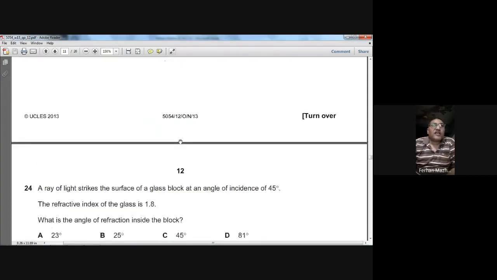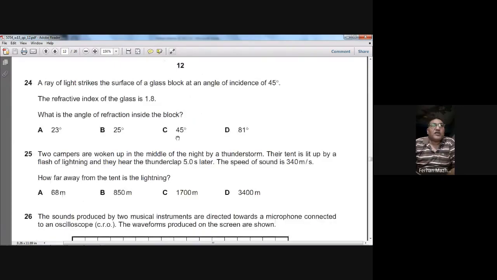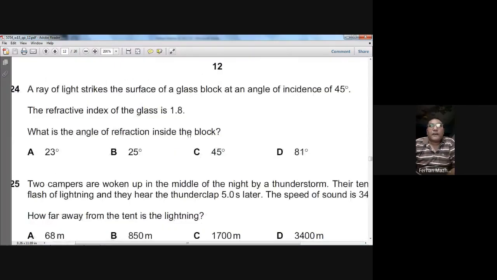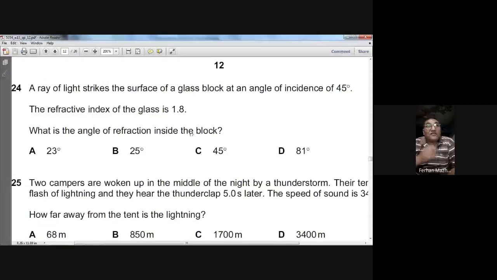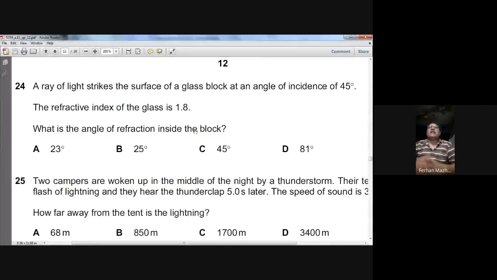Okay, on your screen you can see question number 24. A ray of light strikes the surface of a glass block at an angle of incidence of 40 degrees. The refractive index of the glass is 1.8. What is the angle of refraction inside a glass block?